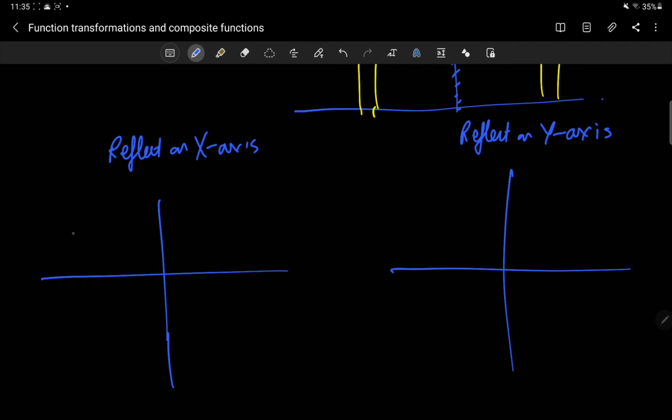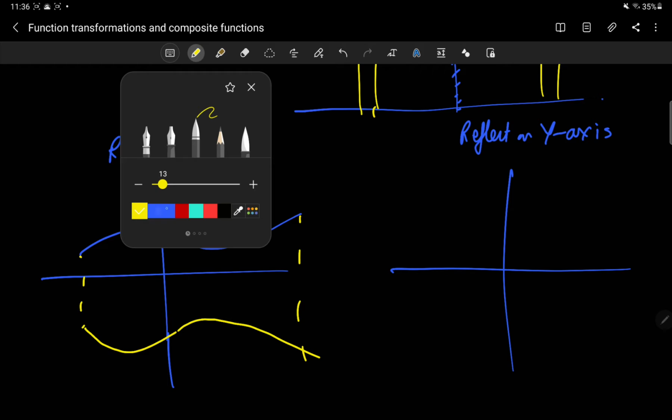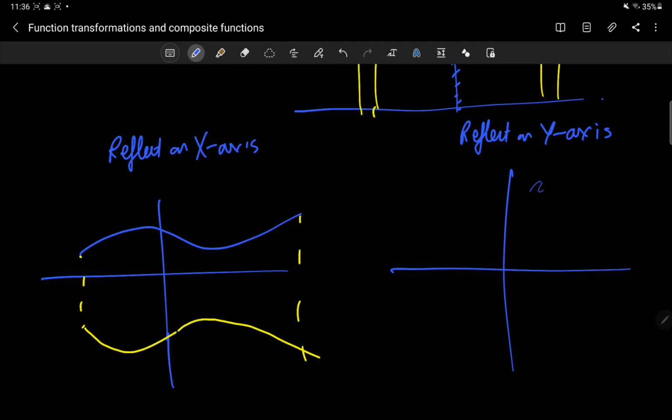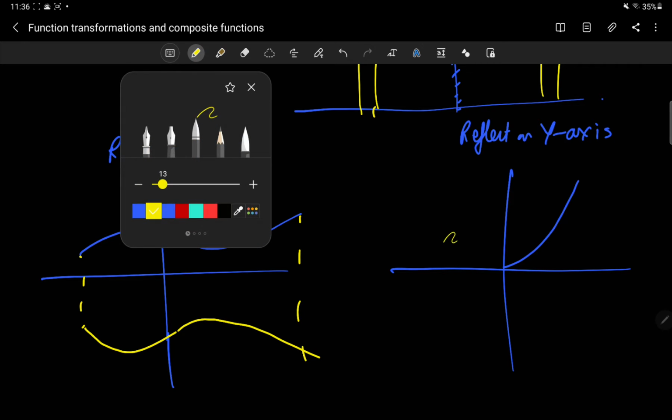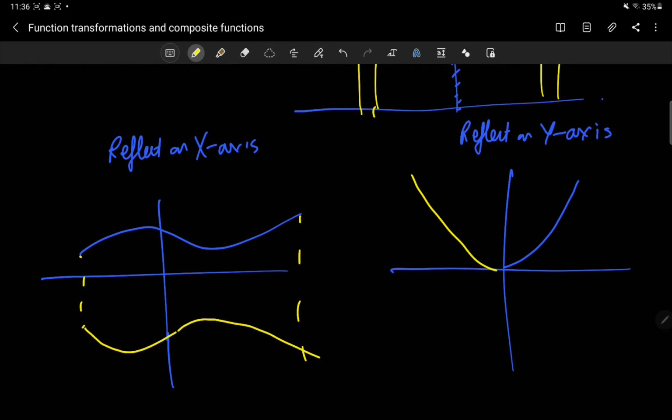So reflecting around x-axis would mean a graph like that would switch over and become something like that. Okay, and these distances would match up. They don't look like so in my graph, but they're going to match up. Similarly, a graph like that, when you reflect on the y-axis, would become like that.